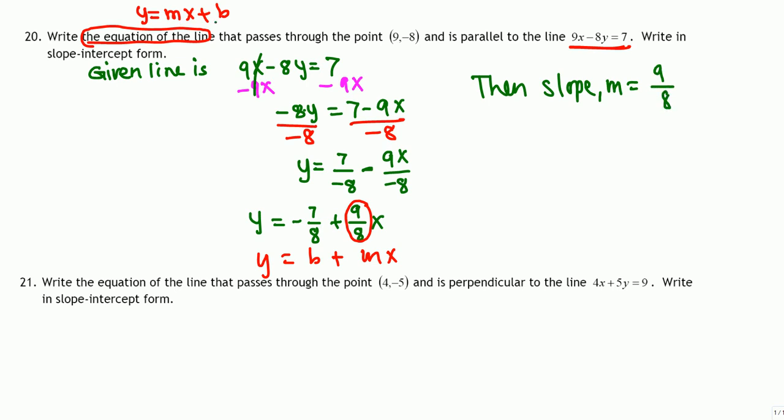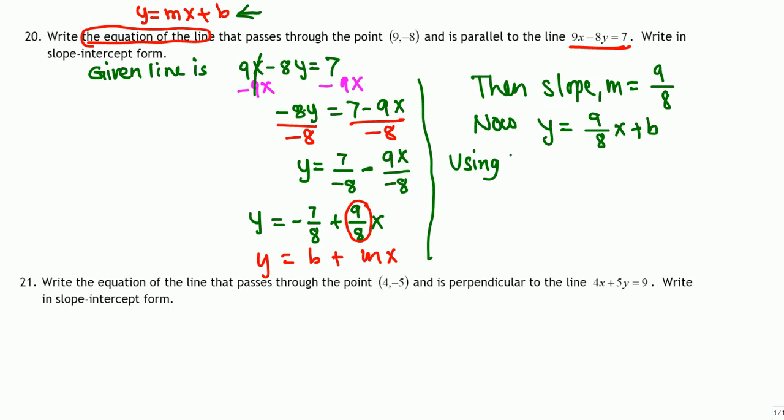So we have the slope down. Now we need to find b. For that we use the given point (9, -8), because the line passes through this point. Once we have the slope, we write down the equation, y equals mx plus b. With m as 9/8, y equals 9/8 x plus b. Now to determine b, we use this point.